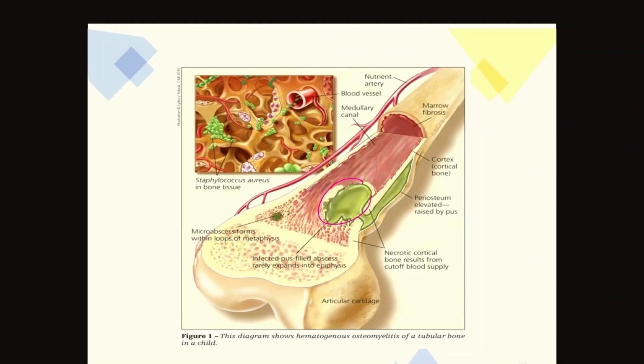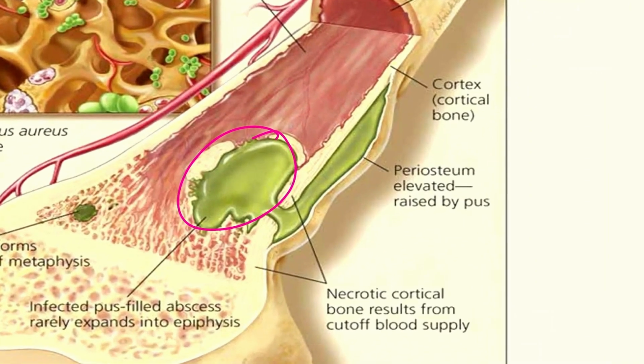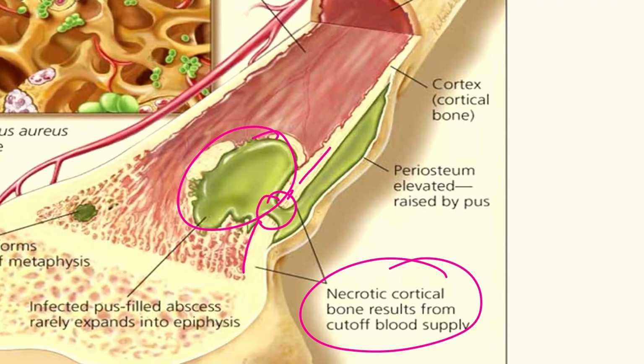So again, here is our infection. We have this necrotic cortical bone, which has been cut off from the supply because of all the infection. And remember I talked about those Haversian canals before? Remember that word? That's how the pus gets out. And what it does is lift the periosteum. You see how this periosteum here is lifted? Because the pus underneath it is pushing that periosteum out. So you'll see that on X-ray.